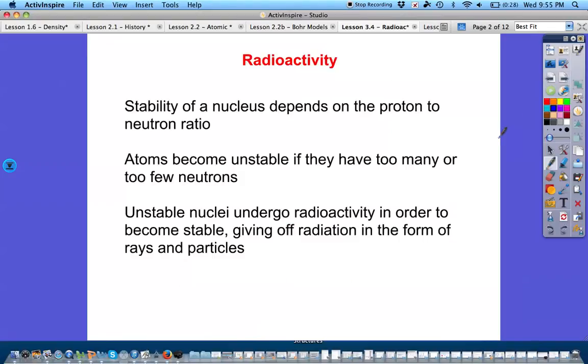So what is radioactivity? The stability of a nucleus depends on the proton to neutron ratio. We like them to be very close to each other, so kind of like a 50-50 ratio, but pretty close in numbers. Atoms become unstable if they have too many or too few neutrons. And when those atoms become unstable, their nuclei undergo radioactivity in order to become stable, giving off radiation in the forms of rays and particles. So we are going to talk about those rays and particles today.